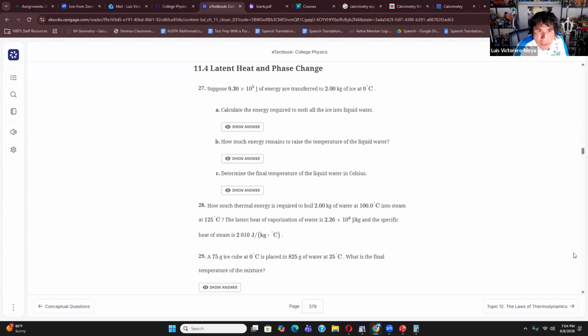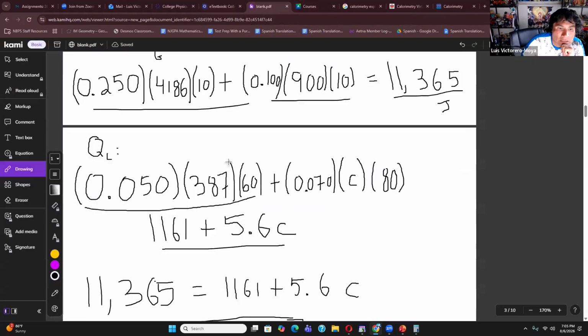Yeah, so look at that one, right? You have a certain amount of energy transferred to a certain amount of ice. So this is actually not bad, right? You can estimate how much energy you can give from a boiler, from a radiator, to 2 kilograms of ice. And then they ask you to first calculate the energy required to melt all the ice into water. Okay, so if they give you the mass of ice at 0 degrees Celsius, let's find how much energy we need to melt the ice.